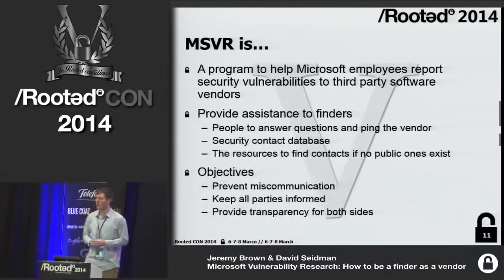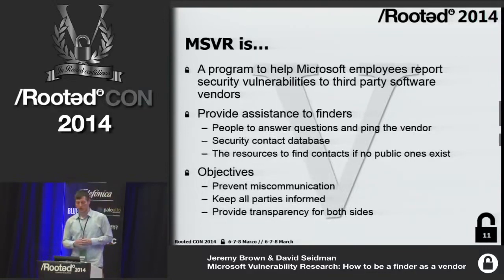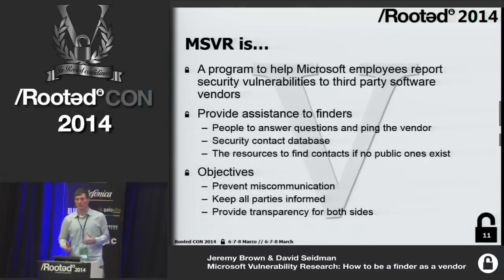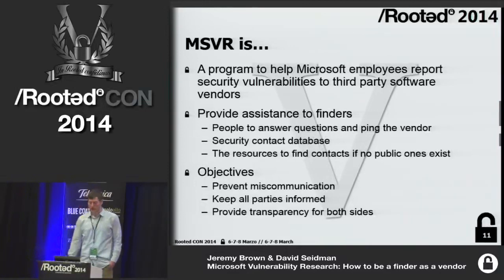Once we work with a lot of companies, we develop relationships with them, and we're able to quickly find security contacts in case they're not that publicly available. Also, we have the resources to find contacts if they don't exist, which happens a lot with new companies we've never worked with before, or maybe it's just an open source product that's kind of an ad hoc team. We have the resources to track those down and try to find the right people to get the bugs fixed. Objectives: definitely want to prevent miscommunication.